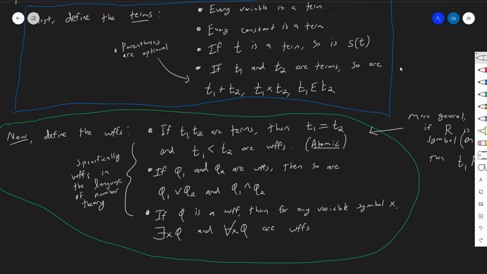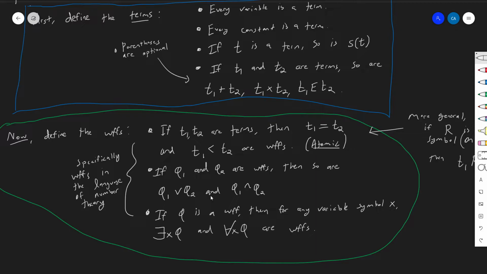So if phi1 and phi2 are well-formed formulas, then so are phi1 or phi2 and phi1 and phi2. So I can put this or symbol and this and symbol in between any two well-formed formulas and have another well-formed formula. And again, parentheses are still optional.